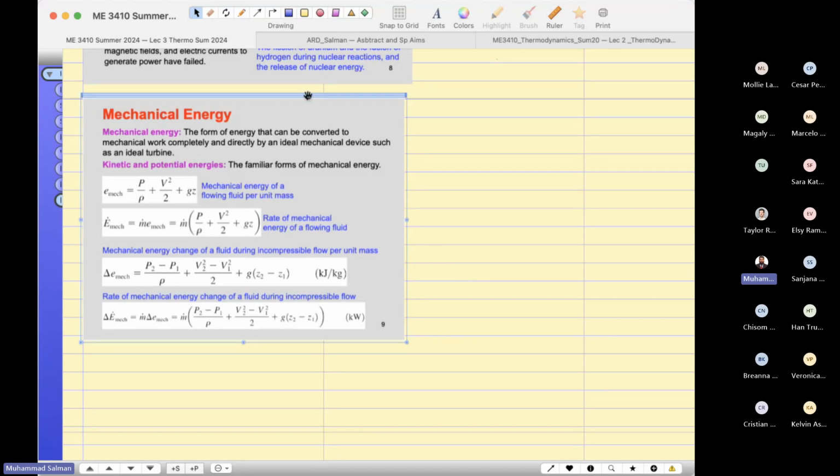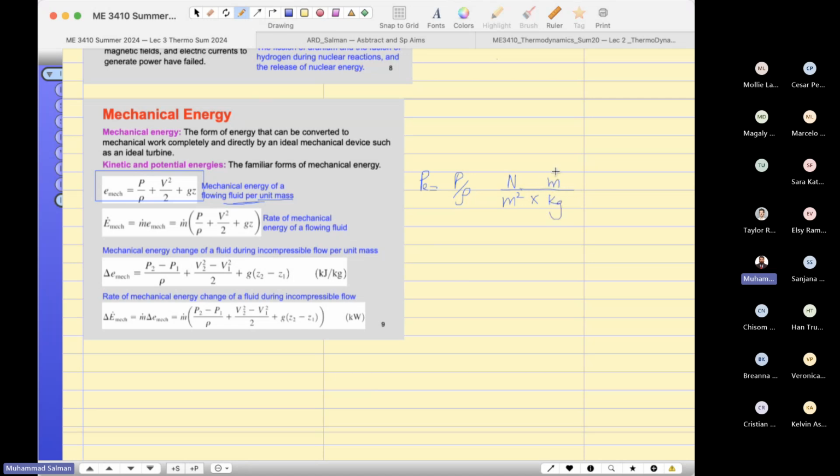Since we are mechanical engineers, we will look more in terms of energies. And then you will see, as I mentioned, this is a pressure energy. Pressure energy per unit mass is P per unit density. This is the fluid energy per unit mass. For example, Newton per meter square is the unit of pressure, and the unit of density is kilogram per meter cubed. And what is Newton equal to?